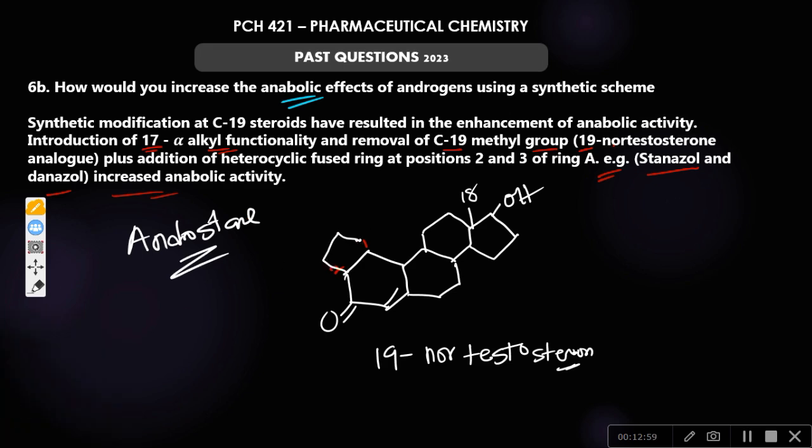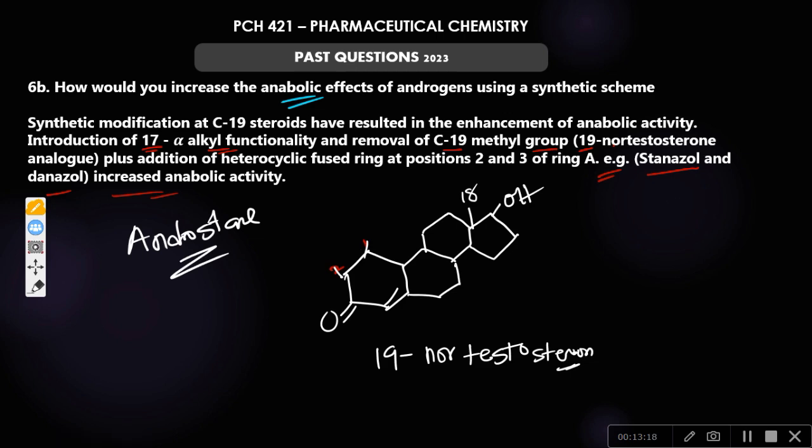Like if you have something like this, a heterocyclic ring attached, you may decide to just say, okay, let me add nitrogen here. This is an example of what? A heterocyclic ring. So if you add a heterocyclic ring at position number 1 and 2, you are also increasing the what? The anabolic activity.